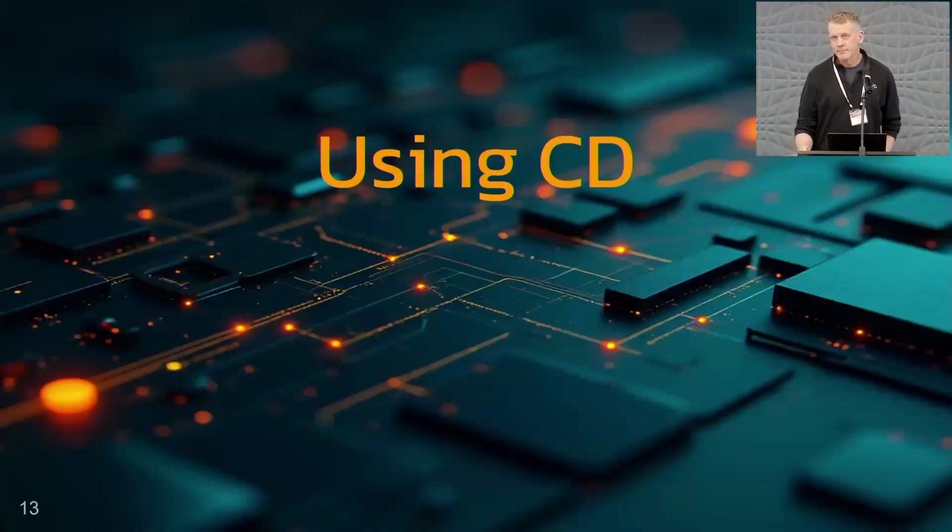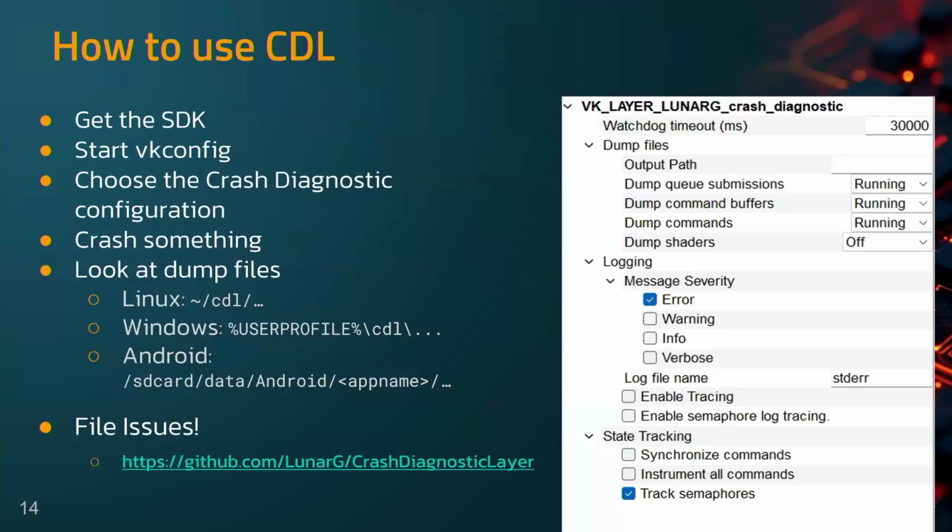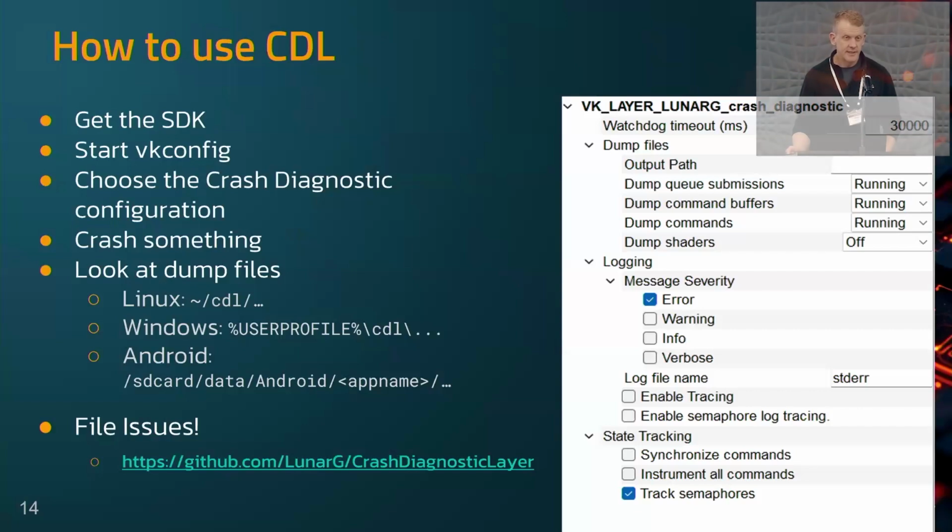So using CDL now, how does this thing work? It's integrated into vkconfig. Start it up, there's a preset for it, then go crash something, and it'll dump out messages to the console and some files to the file system, and where they go depends on the operating system. And then, like I said, this is a fairly new tool, so we need feedback on what should be better about it. And we'll talk about some of the different things it does, which are, there's options in CDL or in the vkconfig to turn them off and on.